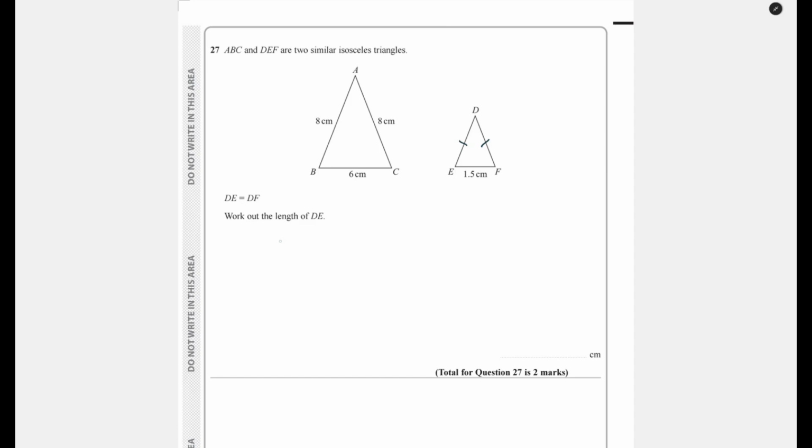So the scale factor is going to be the larger number, 6, divided by 1.5, as we are looking at what the scale factor is going from here to here. And if we do that, that's equal to 4. So our scale factor is 4. So we know that line AB is 8. So 8 divided by 4 is equal to 2. So the length DE is equal to 2 centimeters.